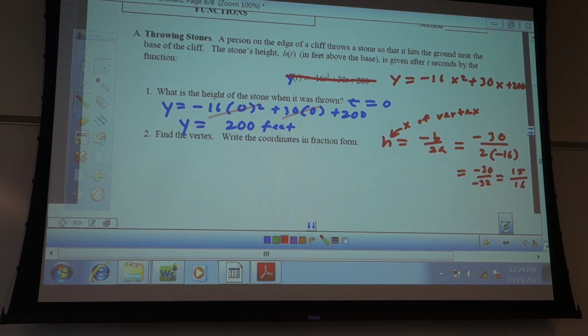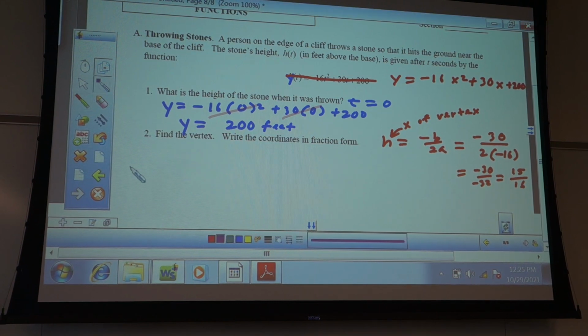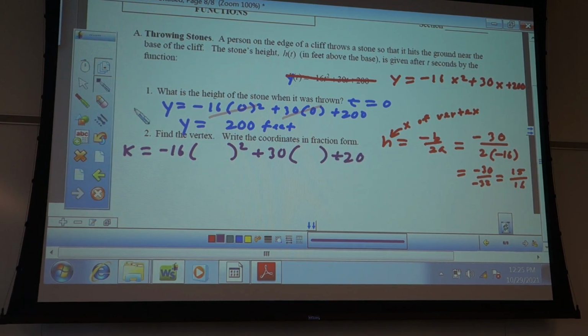Find the vertex. So write the coordinates in fraction form. That's the H. Now I need to find my K. How do I find my K? I'm going to plug 15 over 16 back into my function. So it's going to be negative 16 times something squared plus 30 times something plus 200. What is that something? 15 over 16 exactly.